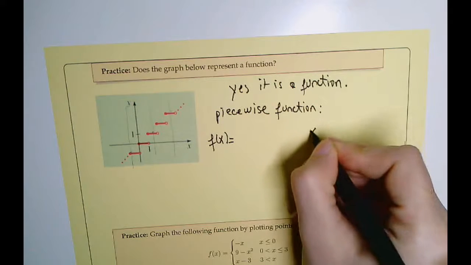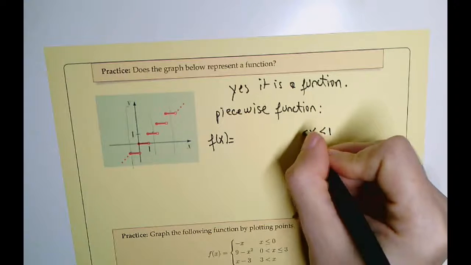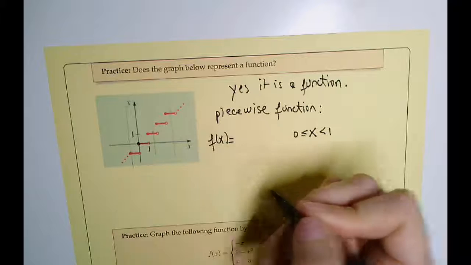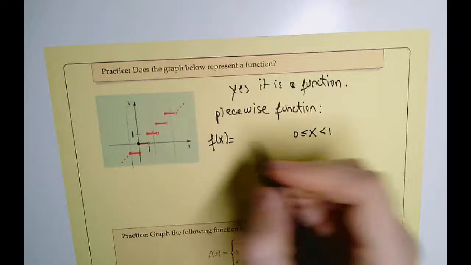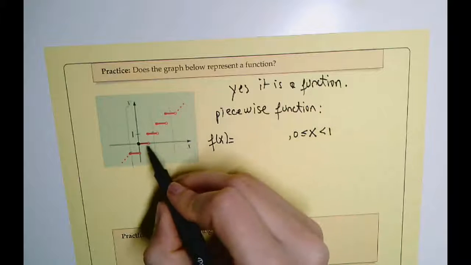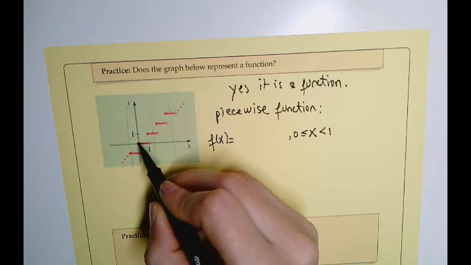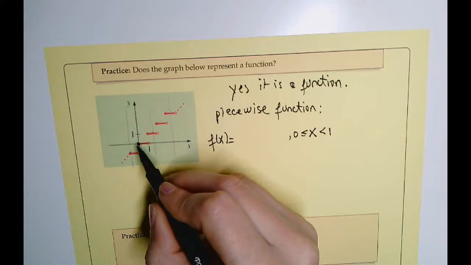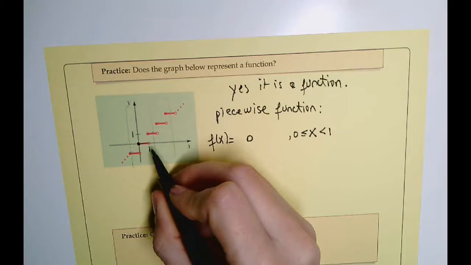So one of the pieces is between 0 and 1, including 0. So you see how this is a full circle in here, but not including 1, you have just an open circle. What is the function in here? It's a horizontal line, right? And what is its value? It's a horizontal line passing through 0. So the function is 0 between 0 and 1.